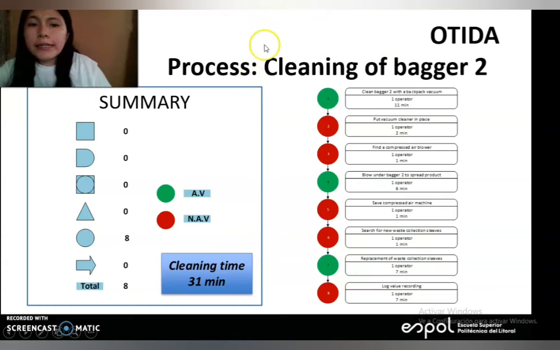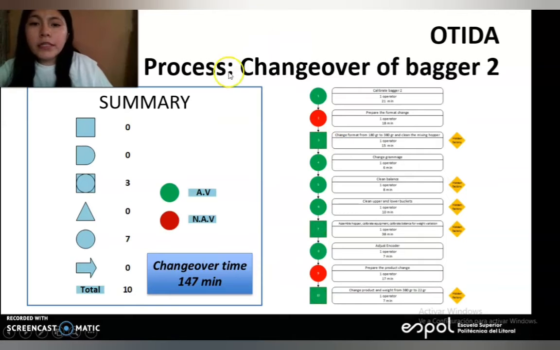The first process is cleaning of bagger 2. There are 8 activities in this process, but 5 activities don't add value, and we will focus on these activities. The same for changeover time. In this case, we have 10 activities, but 2 activities don't add value. Plus, we have 5 hidden factors.